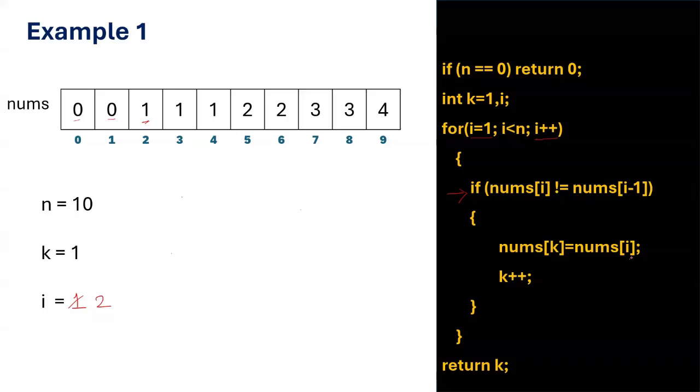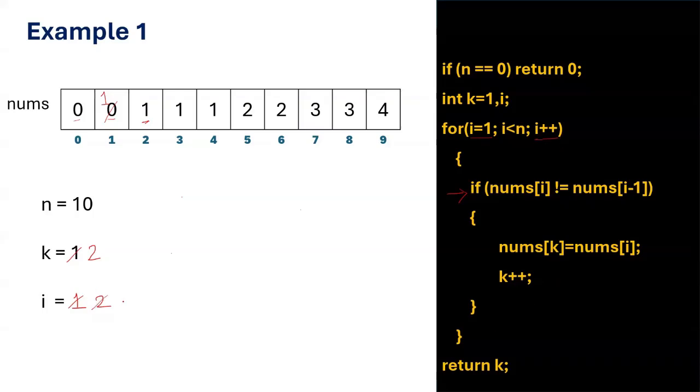nums[k] equals nums[i]. The number at nums[2] will be stored at nums[1] position because value of k is 1. Now we increase k by 1 so that k holds the position of our next unique number. Again move on, increase i by 1.